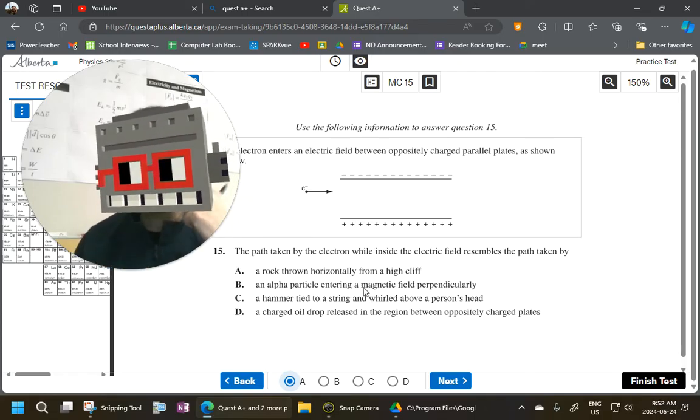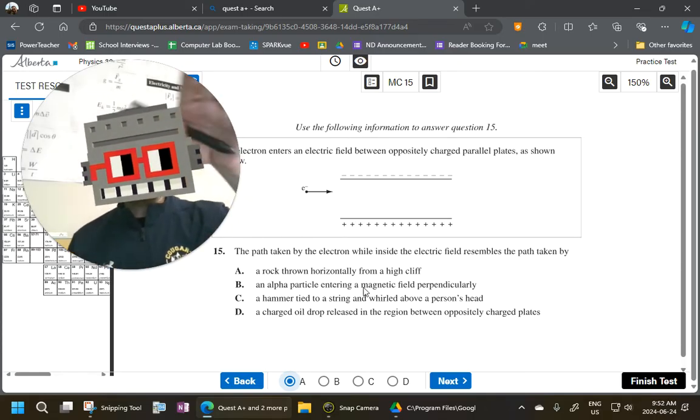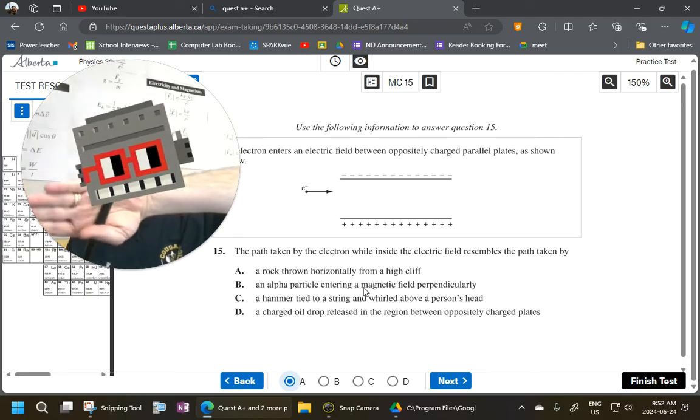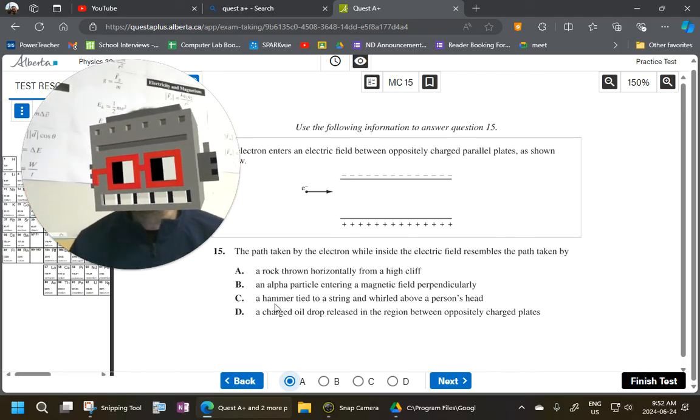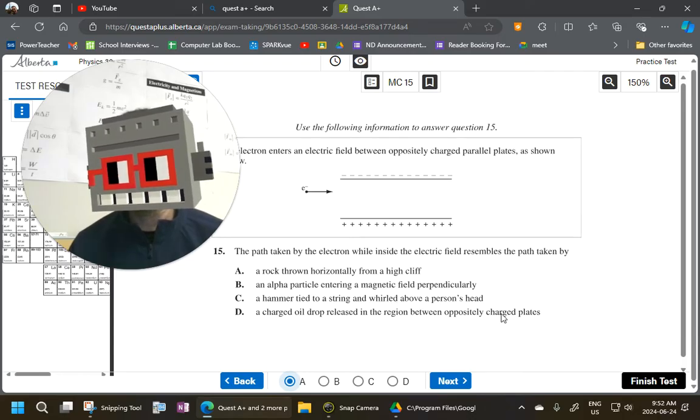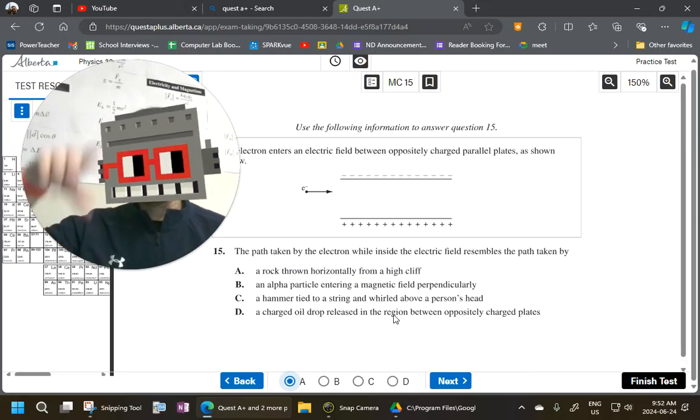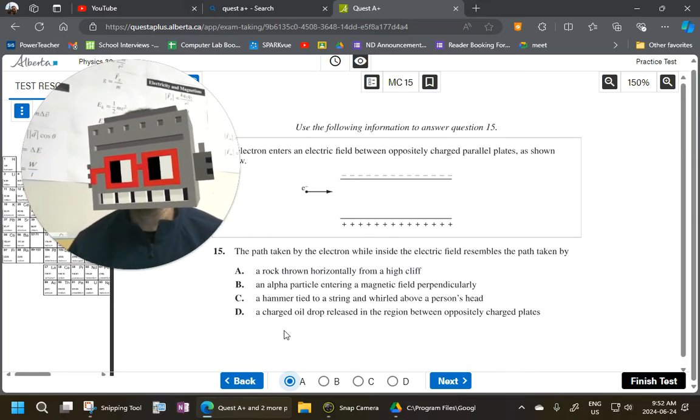An alpha particle in a magnetic field, because of the hand rule, always changes direction. The force always changes direction, which creates circular motion. Same with the other circular motion. An oil drop released between oppositely charged plates is just going to accelerate straight up and down. It's not going to be parabolic. So it's going to have to be A, because B and C are circular and D is not.